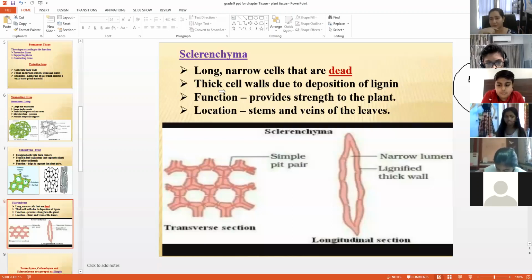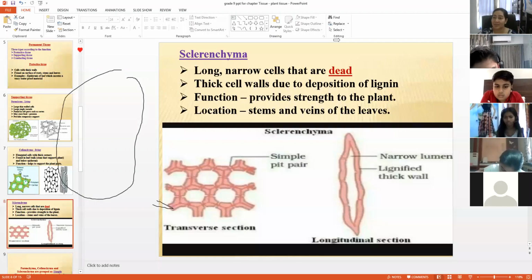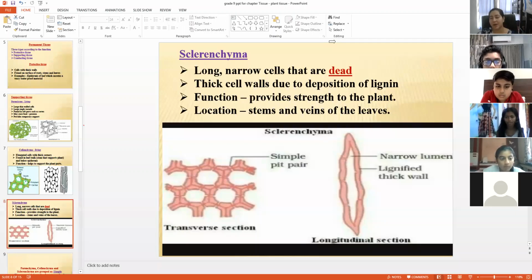Now, what is the function, students? The main function of this is to provide strength to the plant. Why do plants need strength? Because the plants don't have a home like us, right? We are all staying in a very comfortable environment. We are protected. However, the plants are outside. They don't have any protection. They are exposed to wind, heat, and cold. So in that scenario, they need protection, they need strength. And these are the parts which are giving them the strength and support.